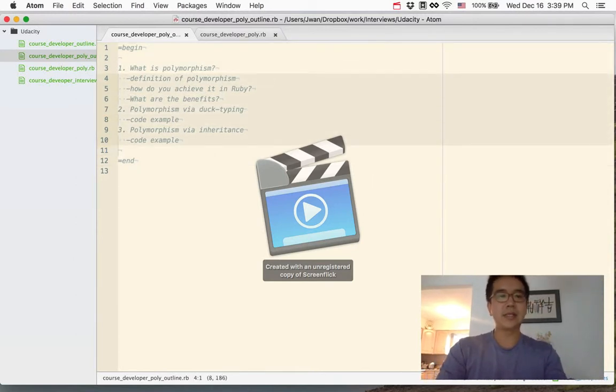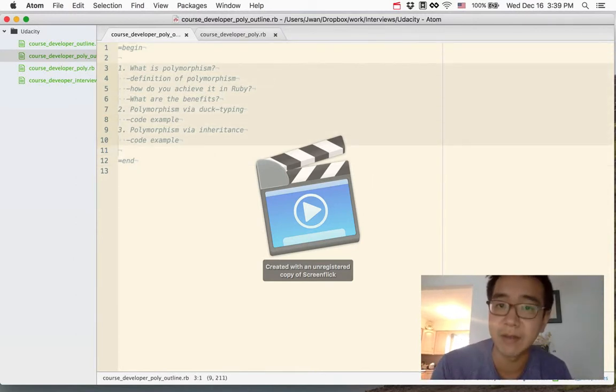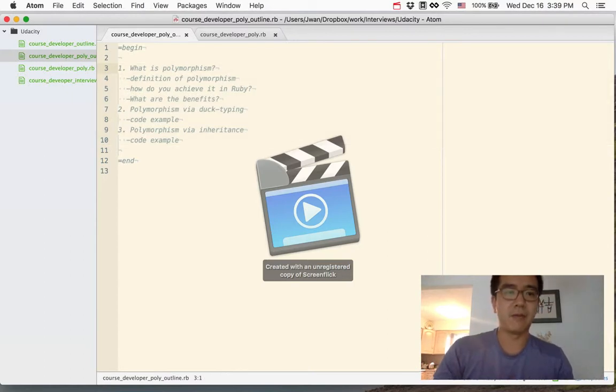So as you can see, this lesson is going to be divided into three parts. The first part will revolve around the question, what is polymorphism? And in this part of the video, I will give the definition of polymorphism. I will also be talking about how you achieve polymorphism in Ruby, and the benefits of implementing polymorphism in your code.